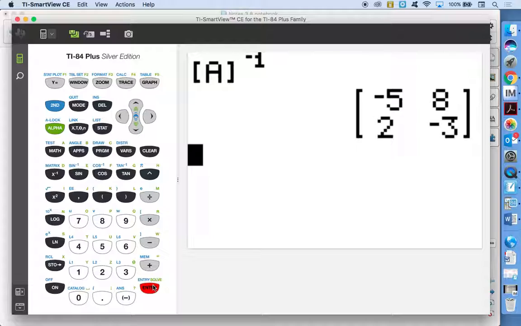So please write down that inverse matrix in your notes if you haven't done so already.